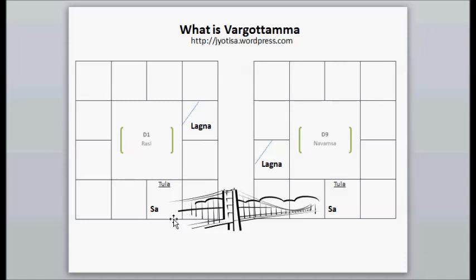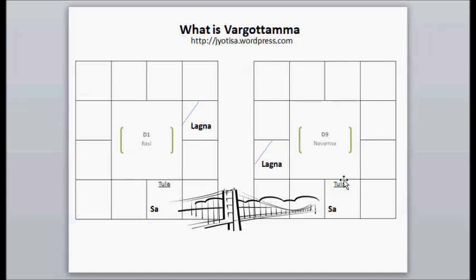So this is what Vargottamma means. There is a physical connection, not only influence, but an actual connection from D1 to D9. There's a bridge between these two, and that creates a lot of good vibes. It's always welcomed. If you have Vargottamma, you can have a maximum of 3 Vargottammas. Now, someone asked me, why is it only D9 and not the rest? Of course, all these are based on classical texts.